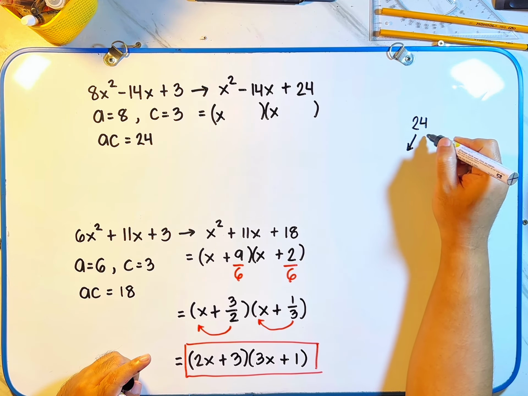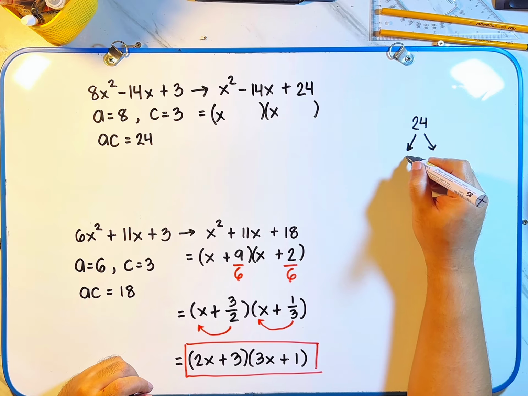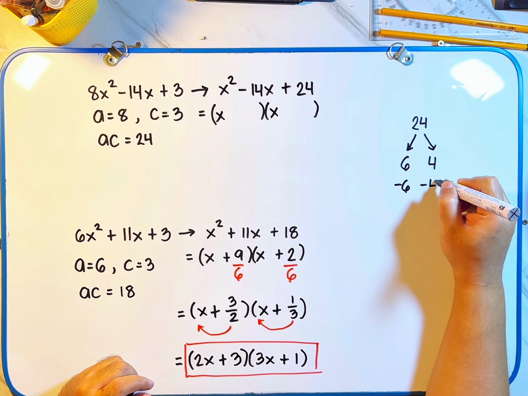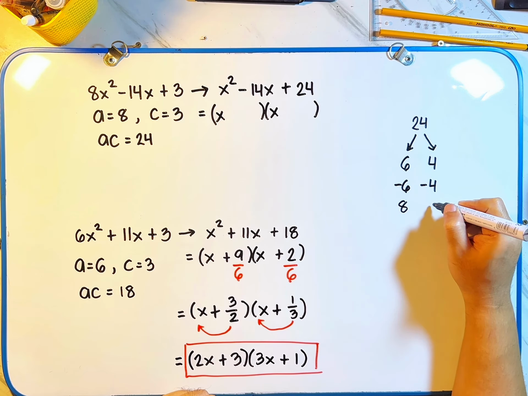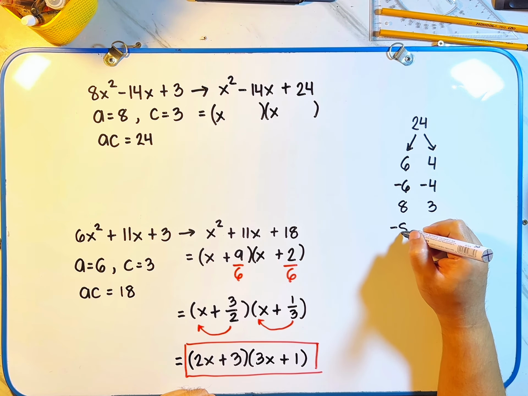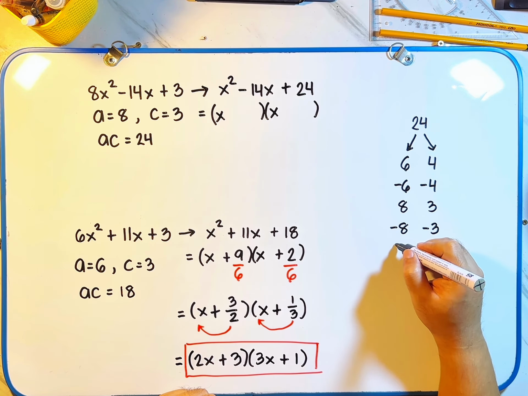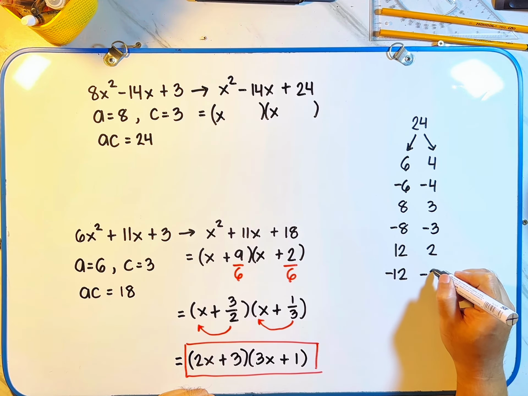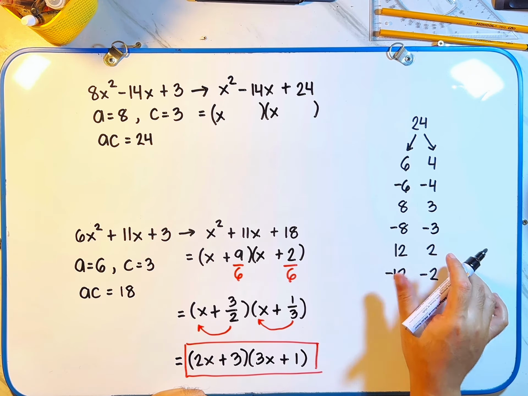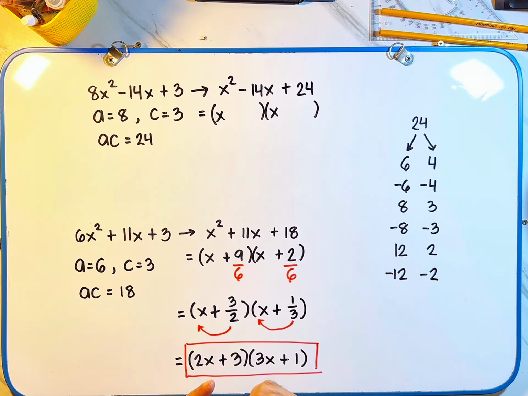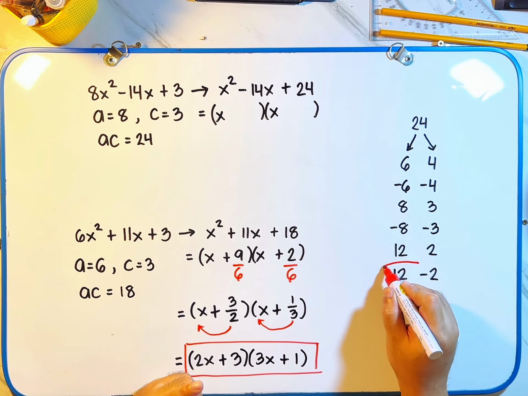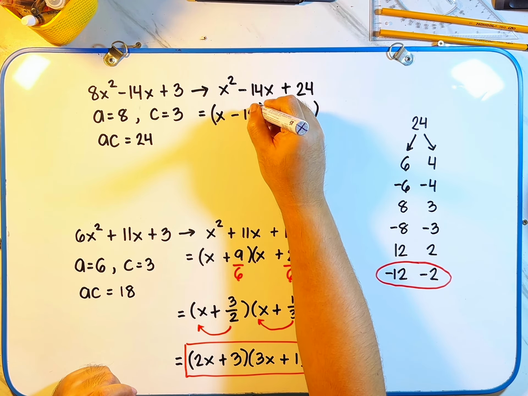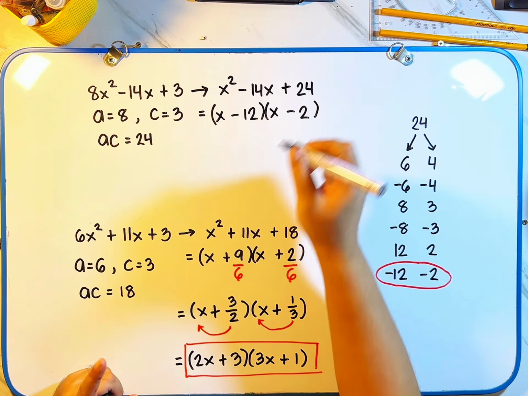Let us write down all the factors. So for 24, we have 6 times 4, negative 6 times negative 4, 8 times 3, negative 8 times negative 3, 12 times 2, negative 12 times negative 2. One of these factor pairs has a sum of negative 14. So that is negative 12 and negative 2. Therefore, let us write minus 12 and then minus 2.